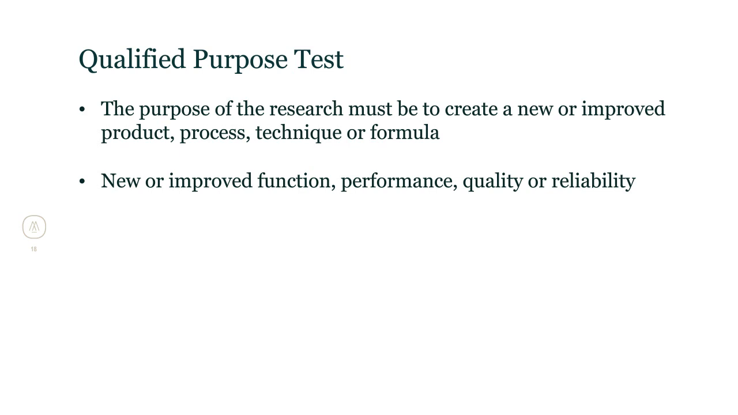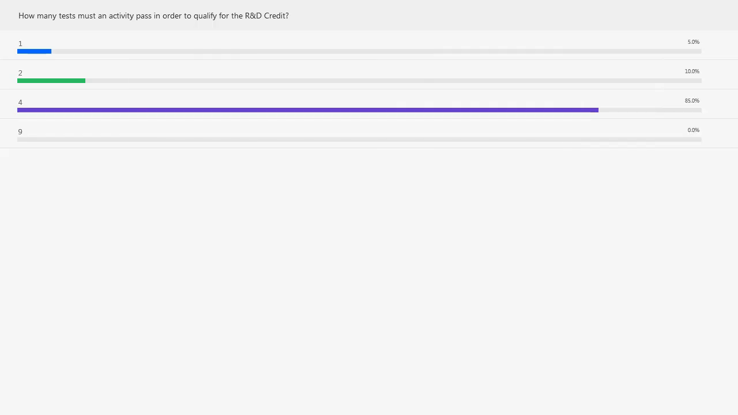And let's take a look at the results. All right, it looks like most of you are paying attention. So we have four parts that we need to pass in order to qualify for the R&D credit.